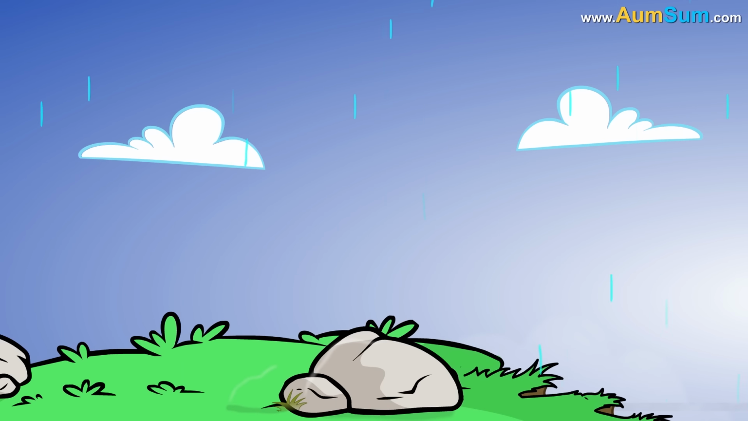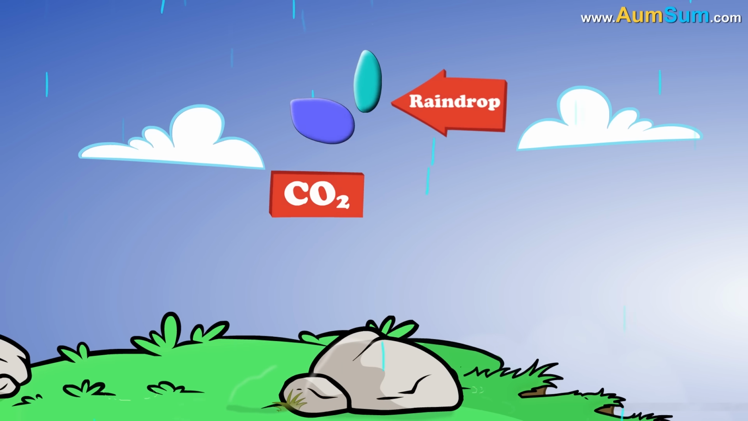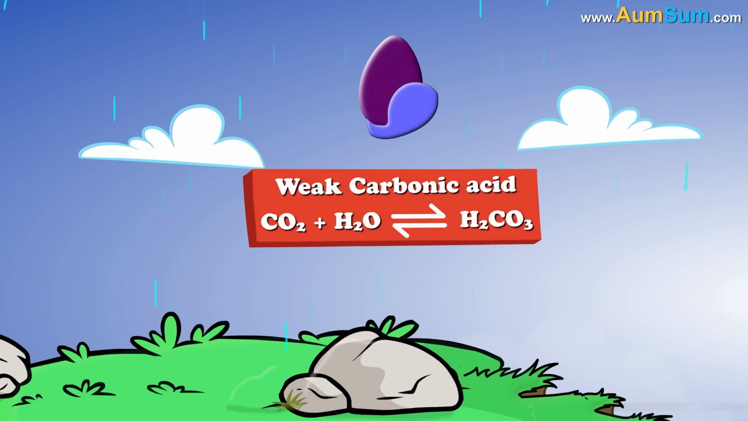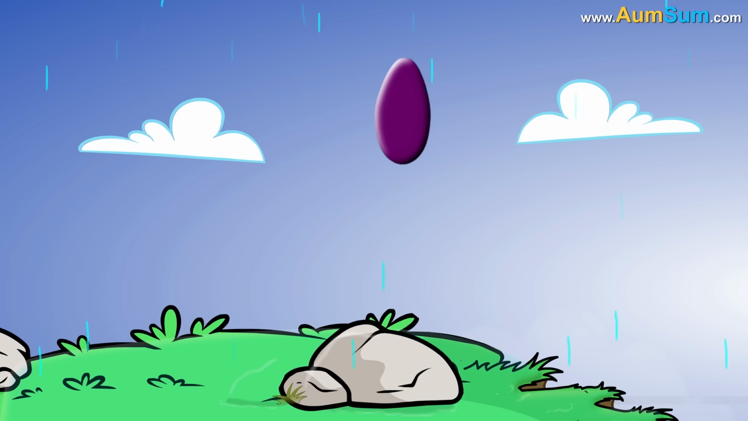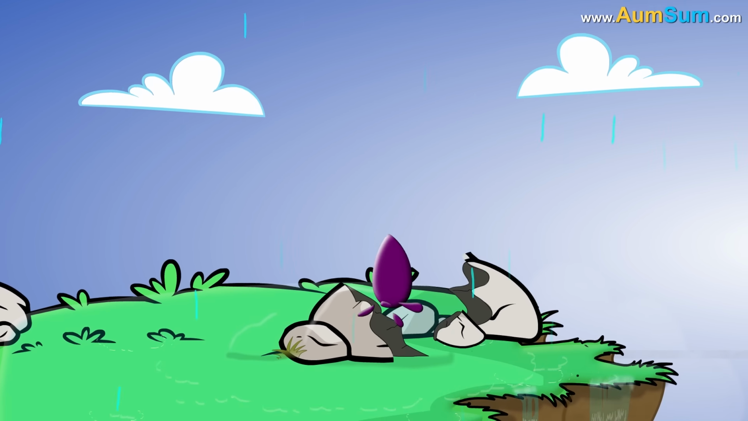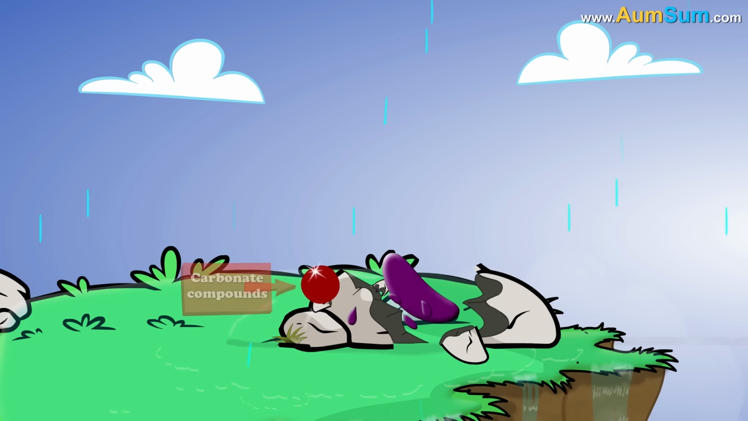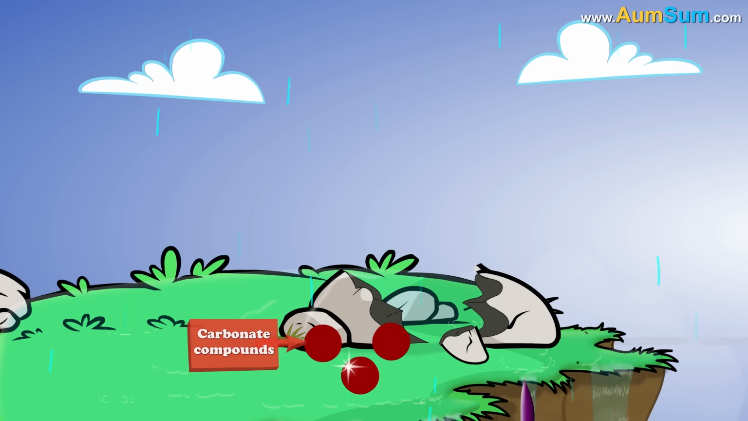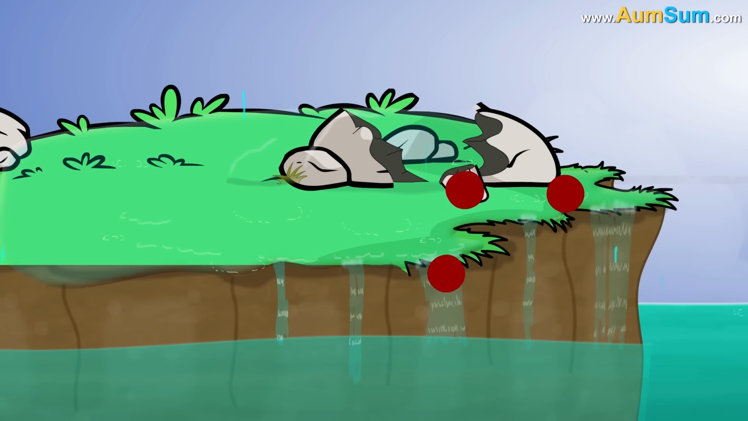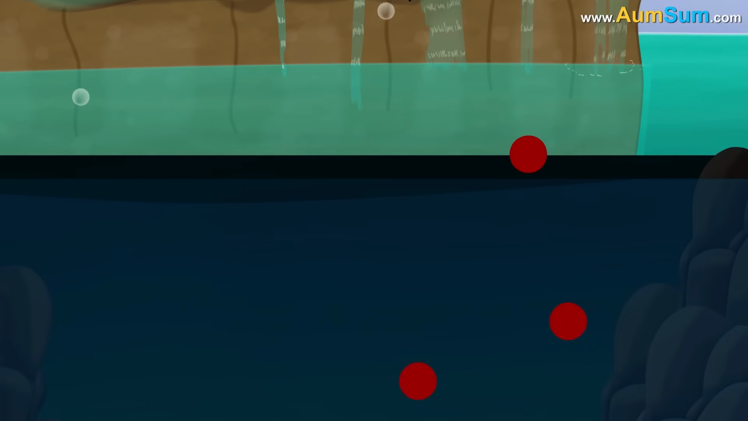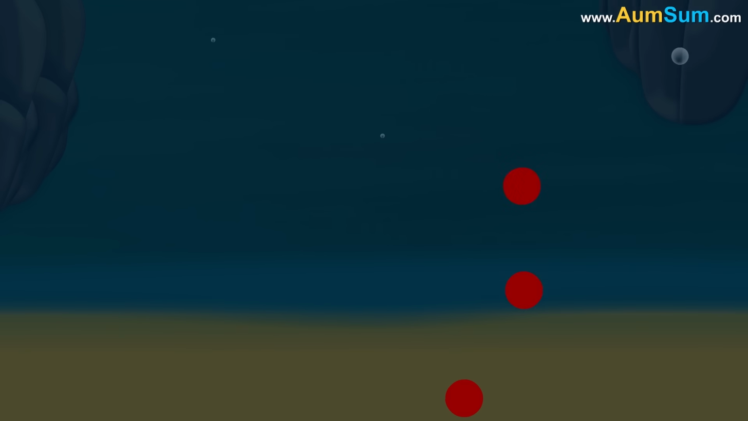In the atmosphere, when carbon dioxide dissolves in raindrops, it forms weak carbonic acid. This acidic rainwater, on reaching the Earth's surface, slowly starts causing the weathering of the rocks, forming carbonate compounds. Now, due to erosion, these carbonates are washed into the oceans. Then, they get deposited and start settling at the bottom of the ocean.